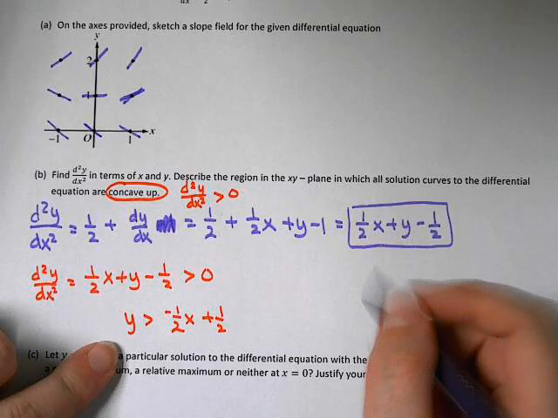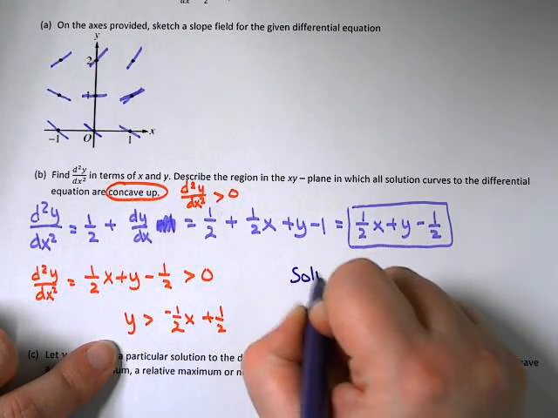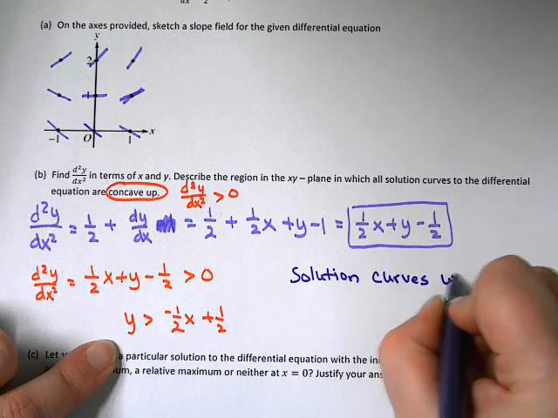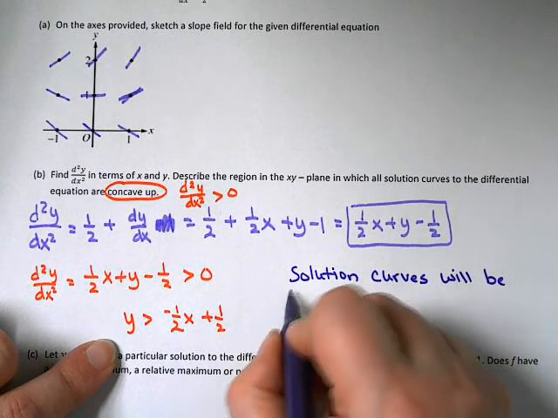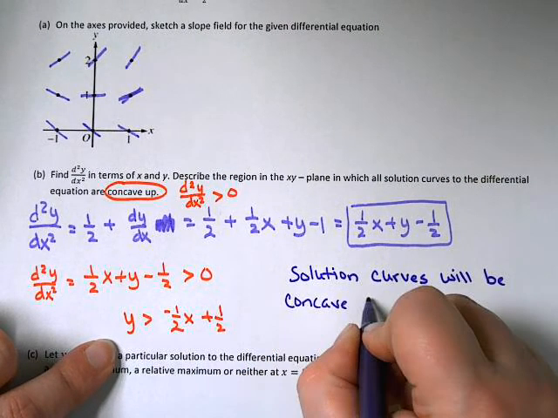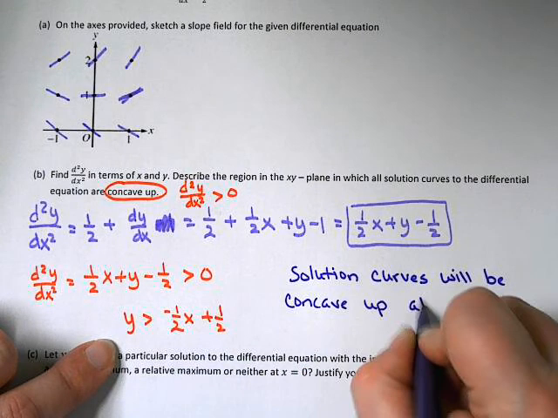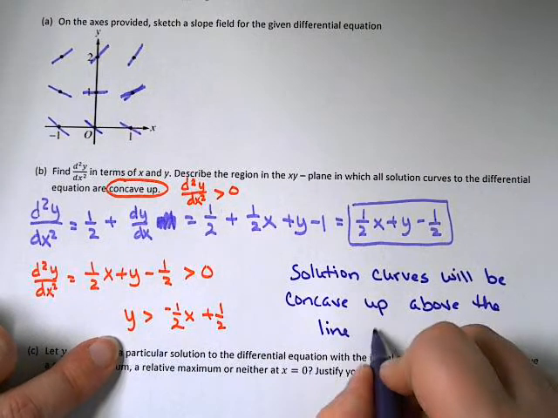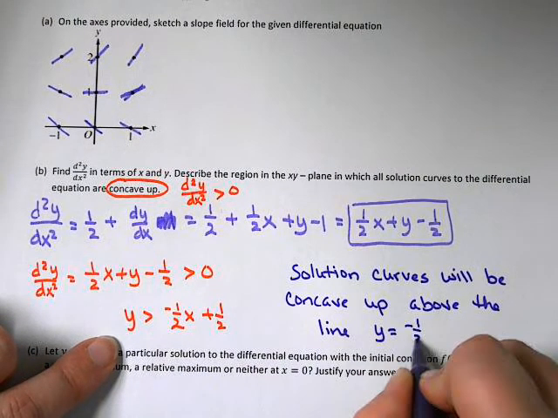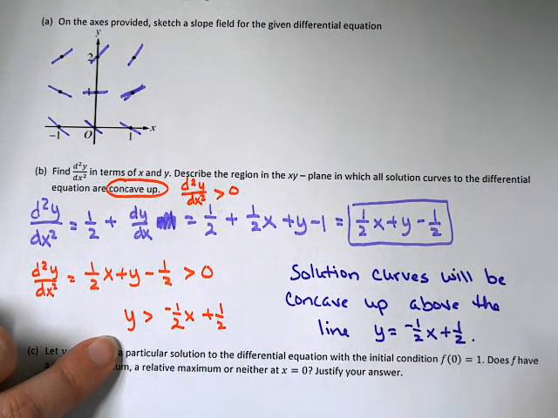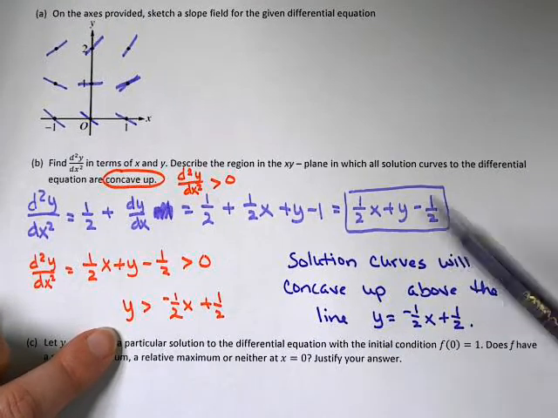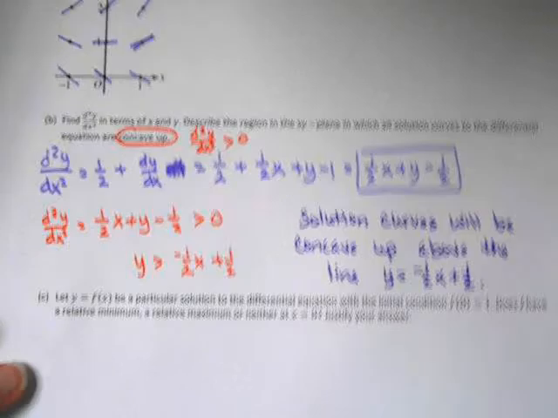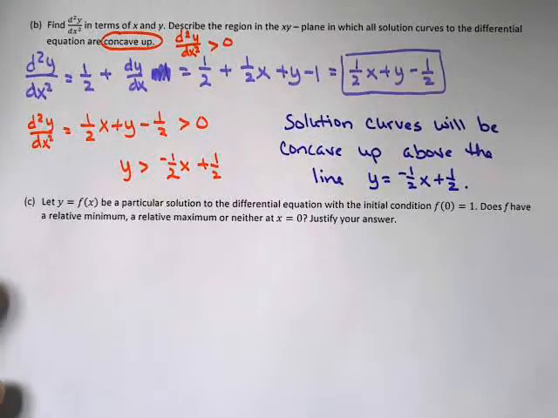Okay, so what we're going to write is solution curves will be concave up above the line y equals negative 1/2 x plus 1/2. All right, and again, it's concave up there because we need the second derivative to be positive. Okay, we have one more part and then we are done, I promise, okay?